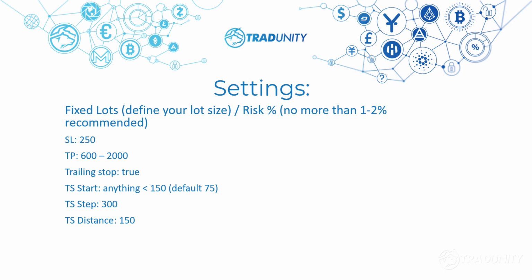Okay, now I will finally show you the settings. You can use the settings on fixed lots, where you define your lot size if you want to risk always the same size of the lot, or you can set it as risk percentage, where we recommend no more than 1 or 2% in total trades of this pair. The stop loss should be set at 250 pips. The profit target should be anywhere between 600 and 2000, and I will explain why I gave a range.